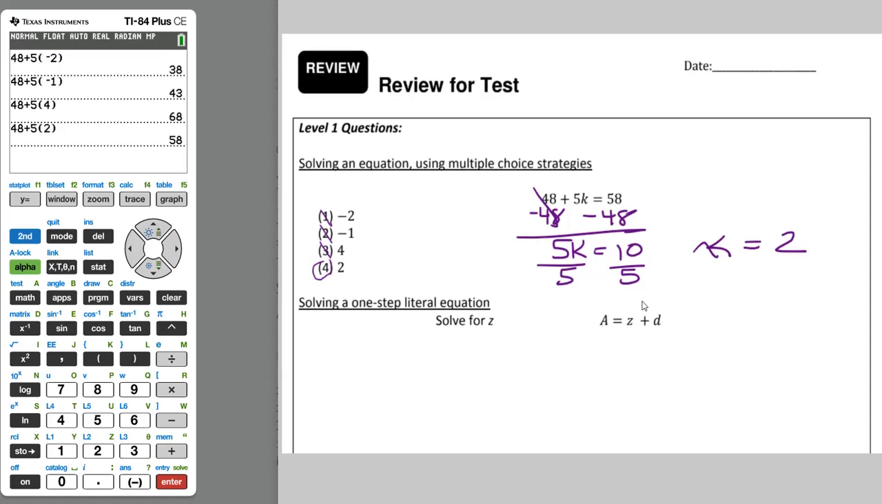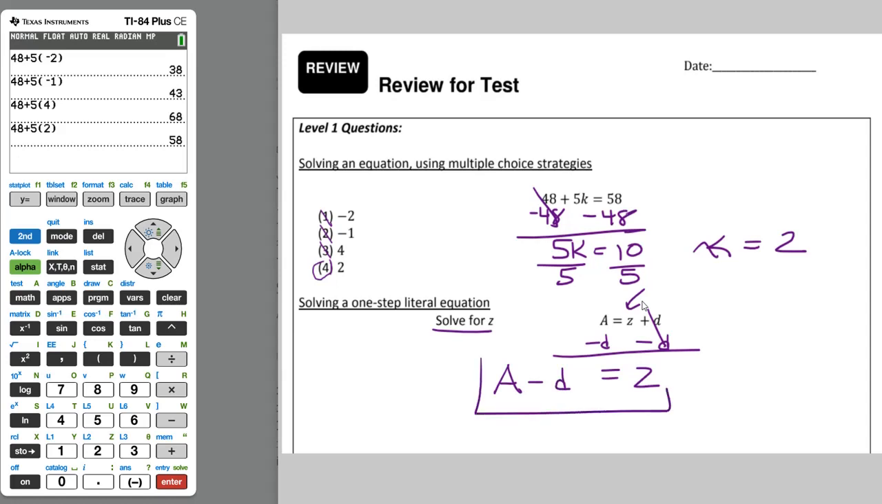You can also solve. All right, next question is solving a 1-step literal equation. So I have to solve for z. Here is z. I have to get z by itself, which means I need to get rid of this plus d. I'm going to use my inverse operations to do that. So I'm going to subtract d on both sides. Z is now by itself, which is what I wanted to happen. But since these are not like terms, I'm just simply going to rewrite it. A minus d equals z. Done and done. Again, I'm going to go rather quickly on these, so if you need to pause, slow me down on the YouTube video, or replay, go right ahead.